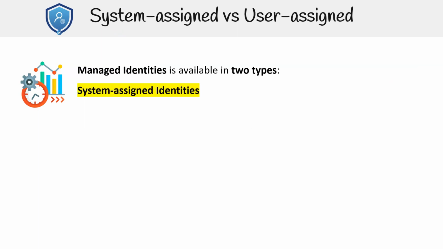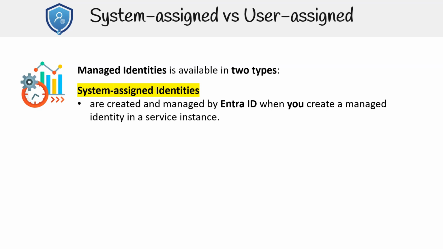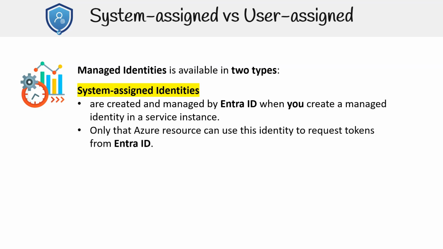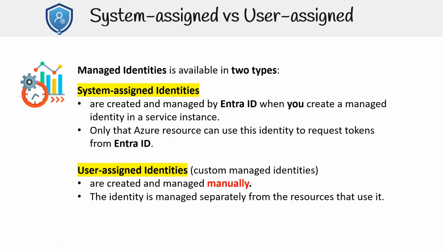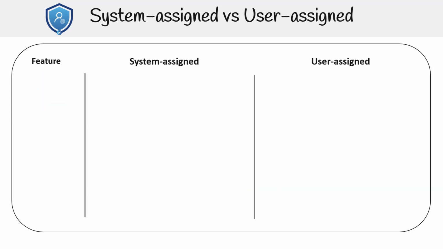System-assigned identities are created and managed by Entra ID when you create a managed identity in a service instance. Only that Azure resource can use this identity to request tokens from Entra ID. User-assigned identities are created and managed manually. The identity is managed separately from the resources that use it. The table provides a comparison between system-assigned and user-assigned features in the context of Azure.